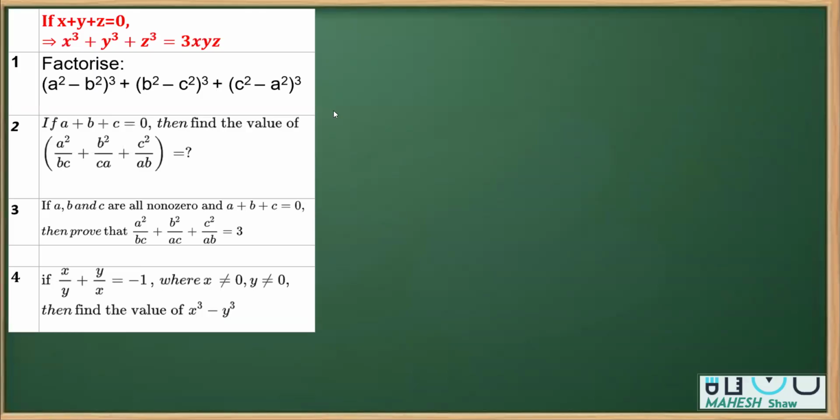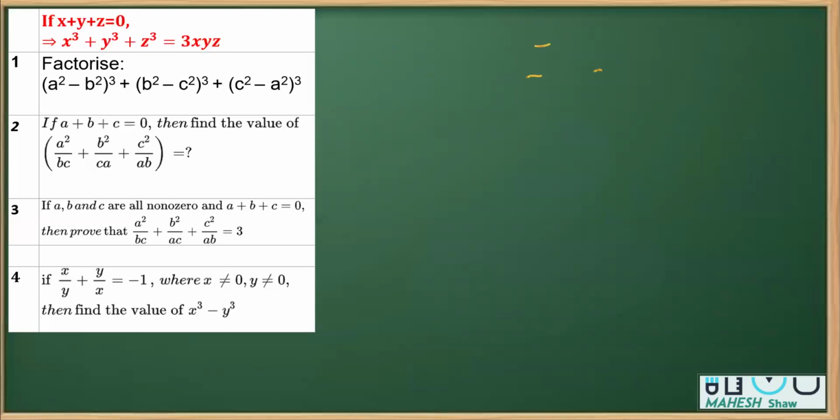This is my third video that is based on the identity that if x plus y plus z is 0, then x³ plus y³ plus z³ is equal to 3xyz. Actually, this is the extension of the eighth identity according to the textbook. So what do we know, that if x plus y plus z is equal to 0, then the sum of their cubes, x³ plus y³ plus z³, should be equal to 3xyz.